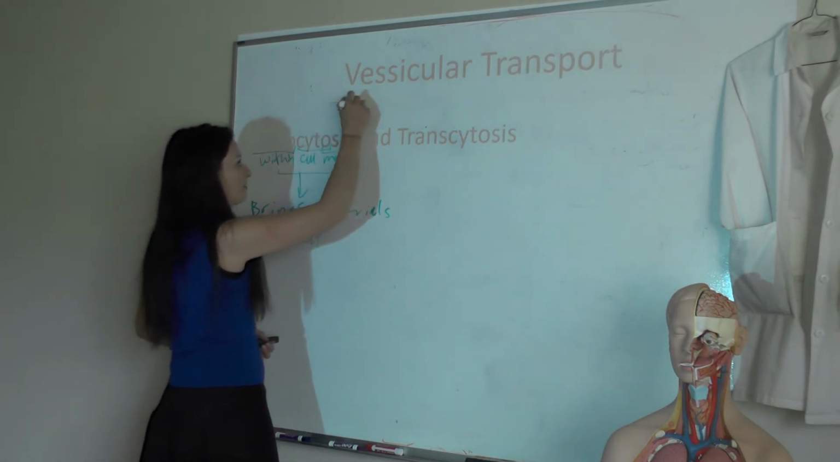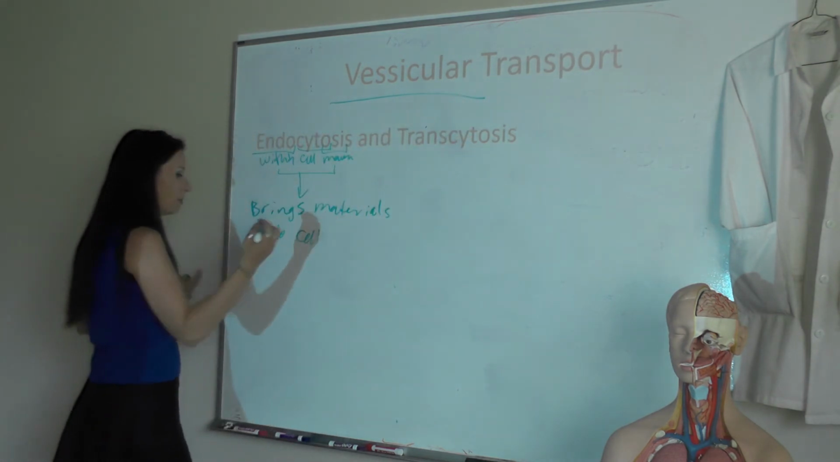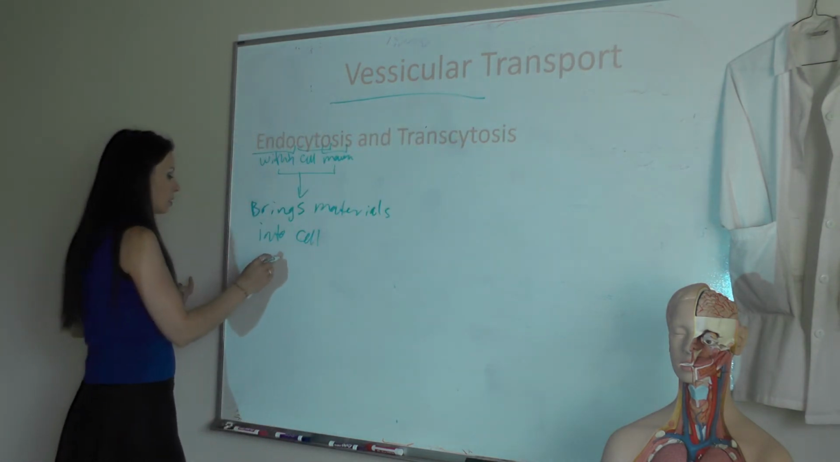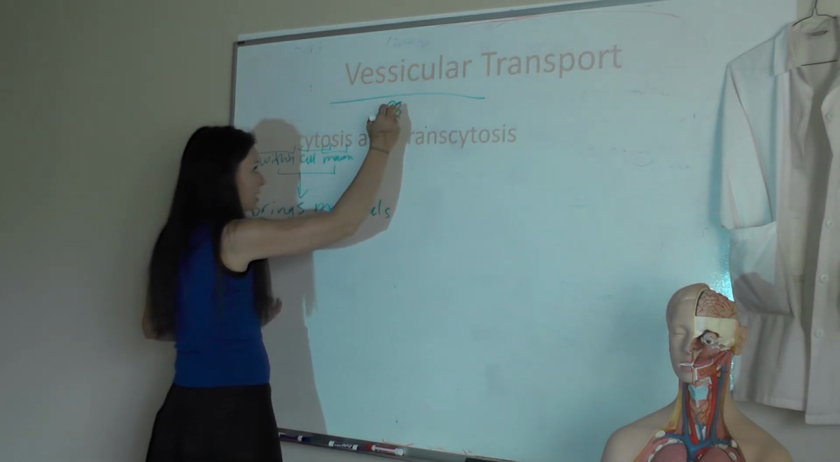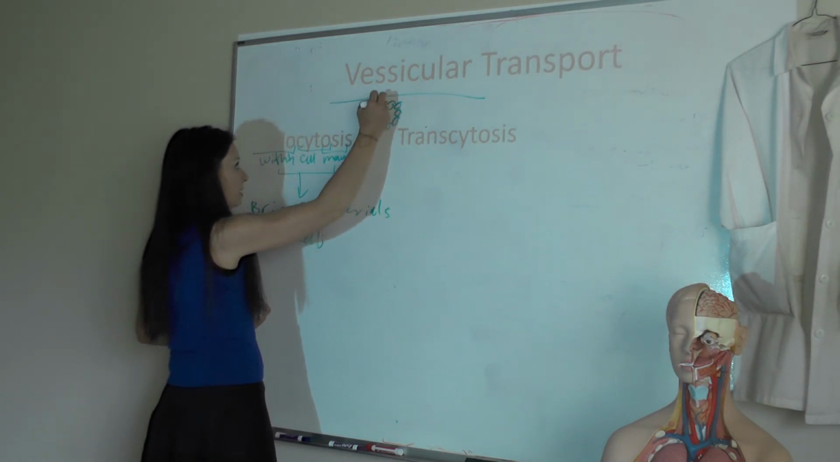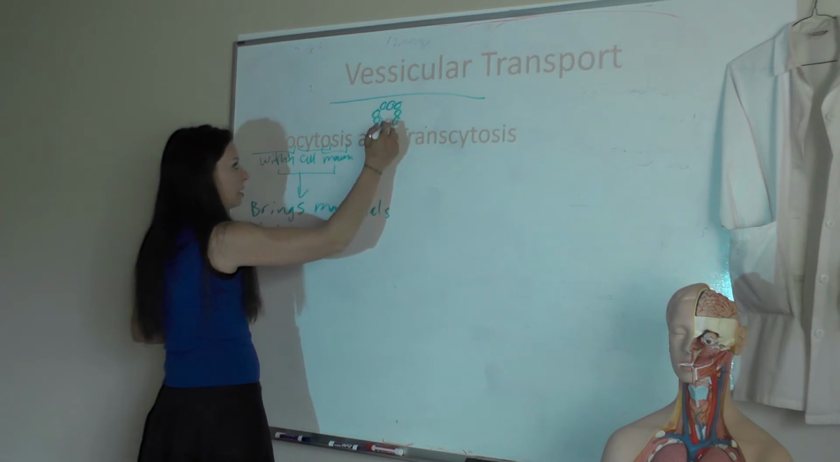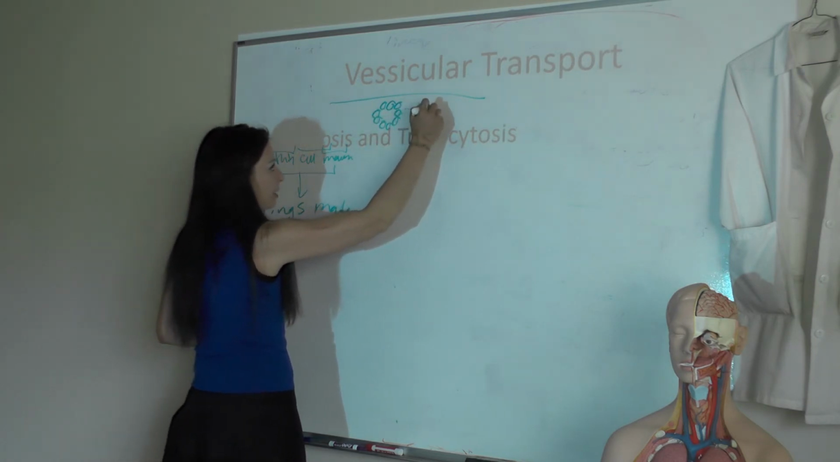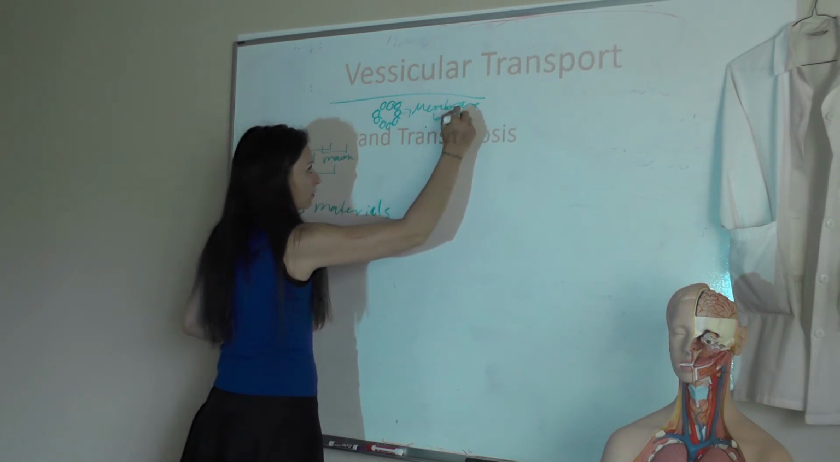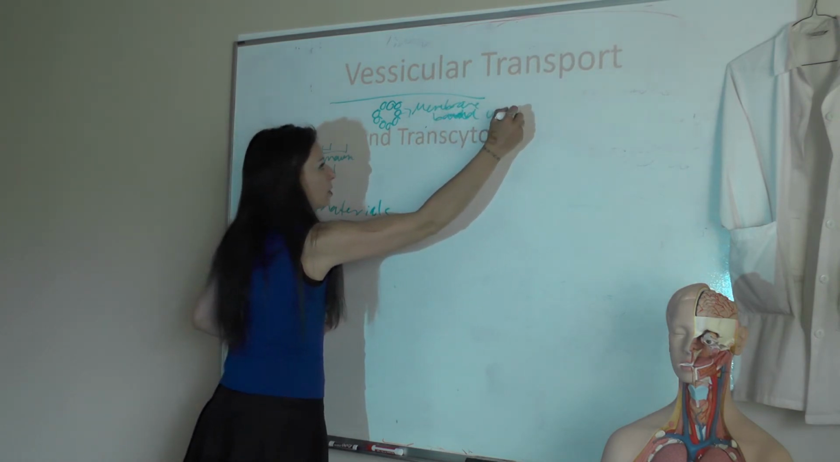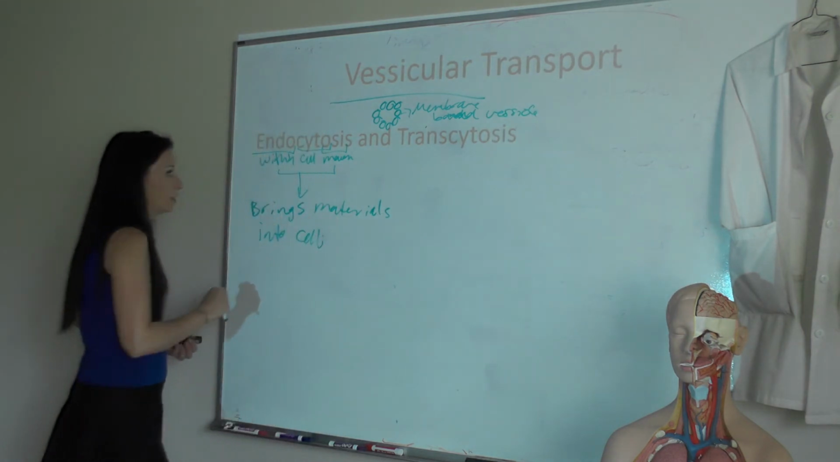What do I mean by vesicular transport? It's a membrane-bound vesicle, so it's a vesicle because it's membrane-bound. And that membrane is going to be made of the same stuff as our cell membrane. So this is my little membrane-bound vesicle. And if I form one to bring stuff into the cell, I'm doing endocytosis.